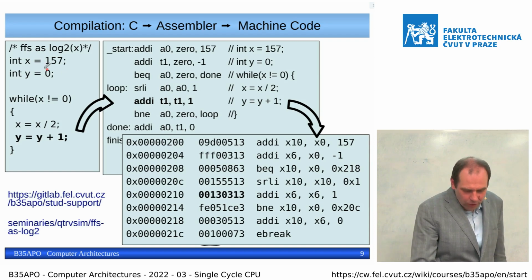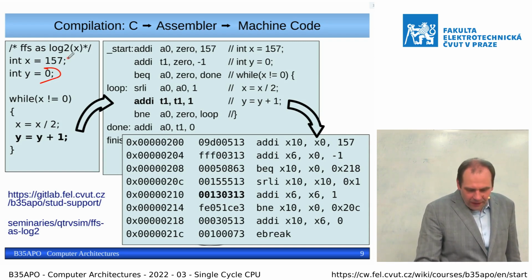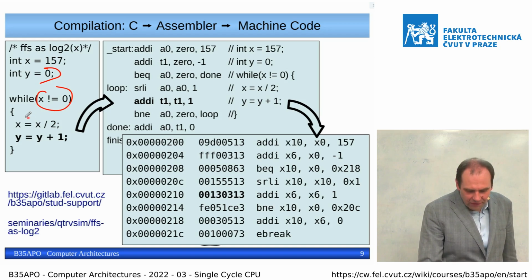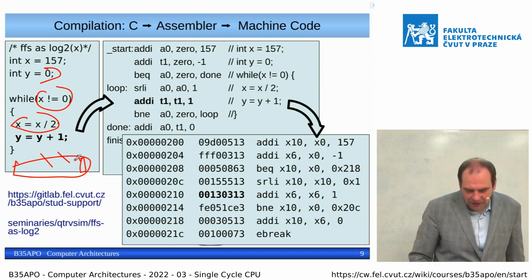We have the output value, which is in this case at start 0. And we check if x is 0. If it is not, then we divide x by 2. So basically, we cut the least significant bit.